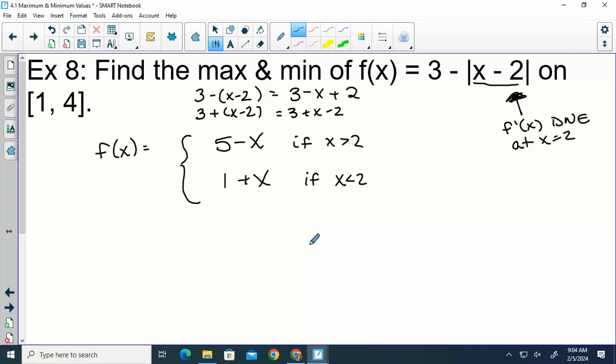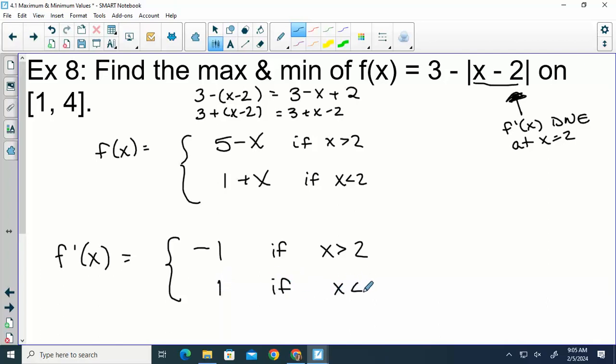Do you guys understand how I rewrote my function without our absolute value? We've done that, but it's been a while since we've had to. So if we're looking at the derivative, we just do the derivative of each piece. What's the derivative of 5 minus x? Negative 1. What's the derivative of 1 plus x? Positive 1. Okay. Does this derivative ever equal 0?